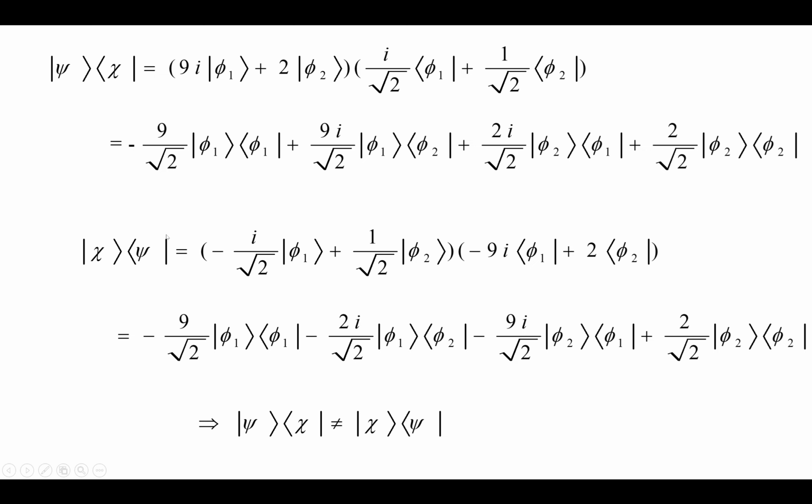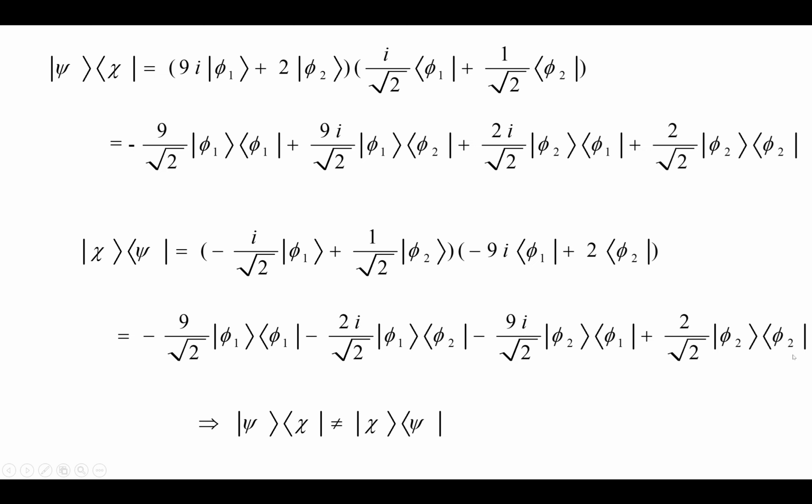So now we will go for the second one, that is ket chi and bra psi. A similar operation we are going to have. So this will be the first part and this will be your second part. We are going to multiply. As we discussed earlier, you multiply this and this term, which will give you minus 9 by root 2, i into i, i squared, minus 1, already minus minus plus. So you will have minus 9 by root 2 ket phi 1 bra phi 1. Similarly, go for the second term. That will give you minus 2i by root 2 ket phi 1 bra phi 2, minus 9i by root 2 ket phi 2 bra phi 1, plus 2 by root 2 ket phi 2 bra phi 2.